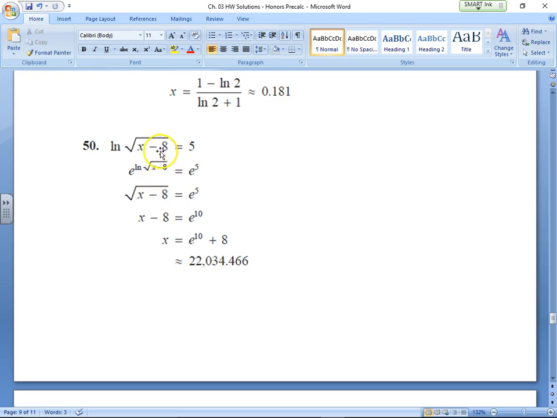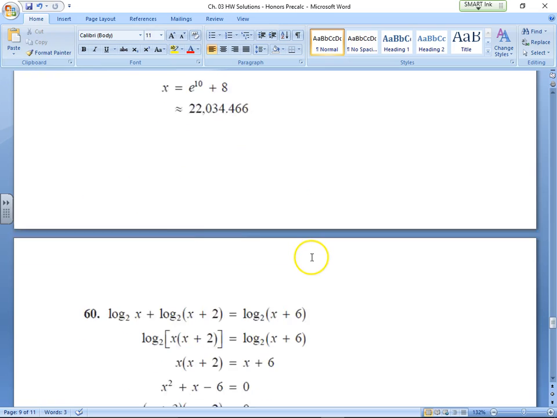The key was probably squaring both sides. You might have gotten a little stuck on a power to a power: e to the 5th, squared. You multiply. 5 times 2 is 10.